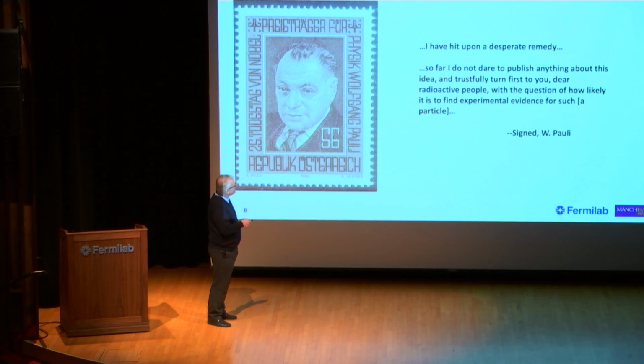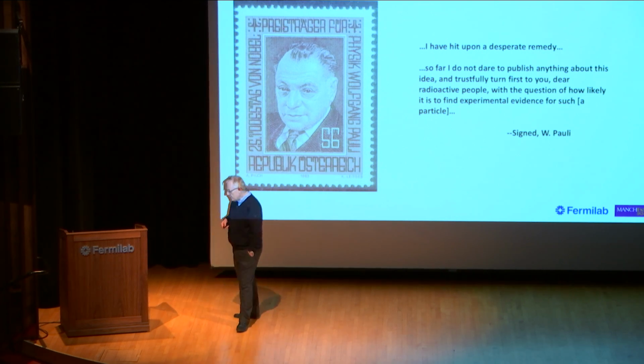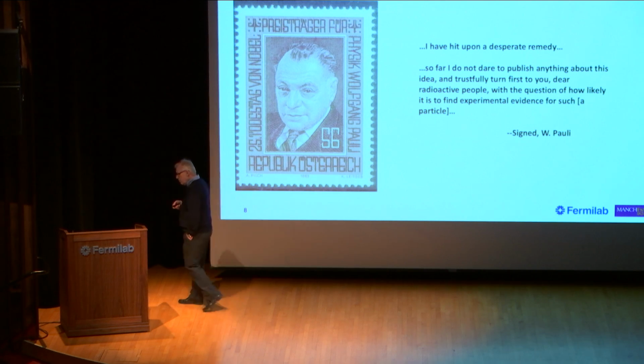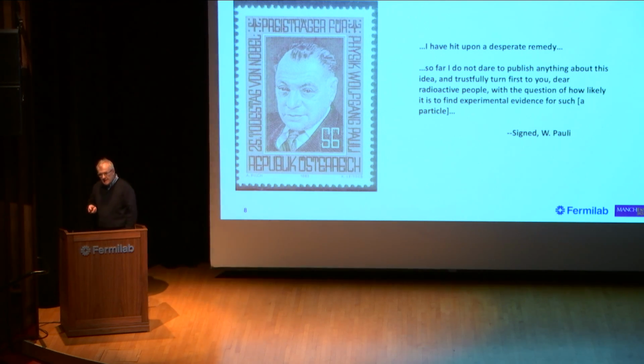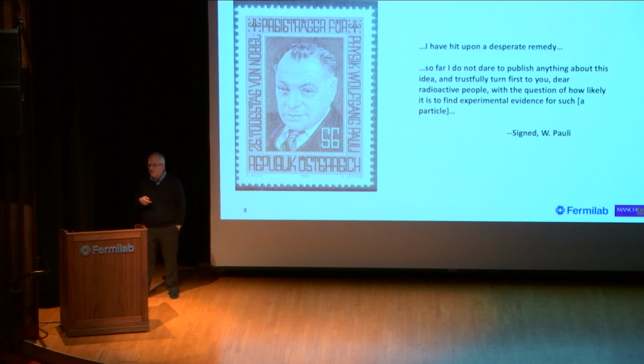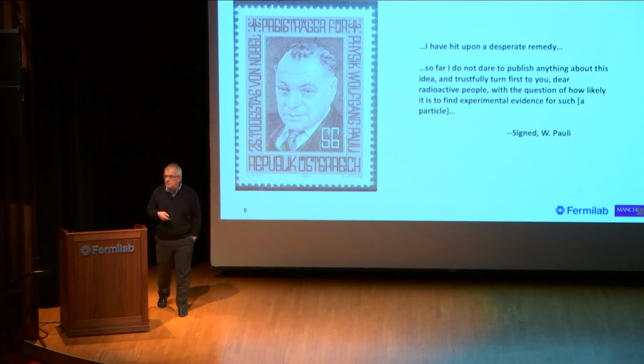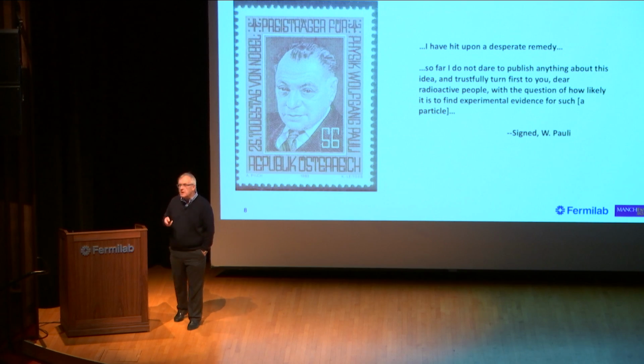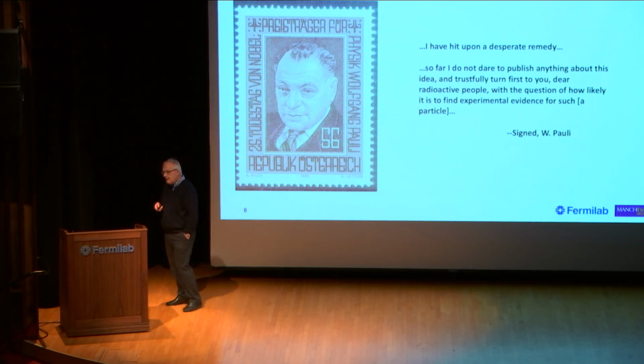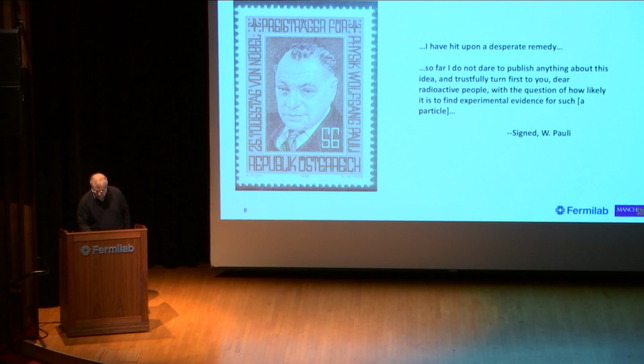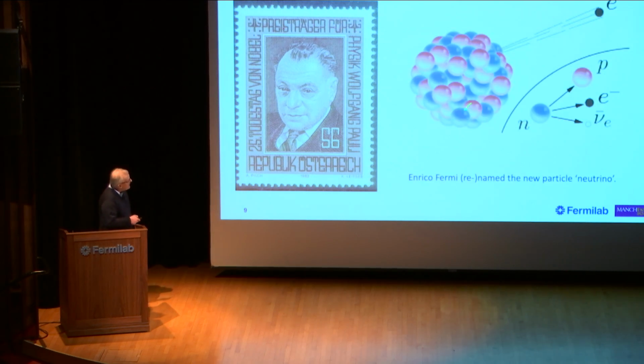So far I don't dare to publish. So I just tell you first, dear radioactive people, with a question of how likely it is to find experimental evidence for such a particle, which he postulated would be emitted in that process to fix the problem of energy conservation. So what you can see from that text is actually that Pauli wasn't entirely comfortable with this idea, and one of the reasons was that he thought there was no way we could ever realistically prove that the neutrinos exist. Now, we know now that this was correct.